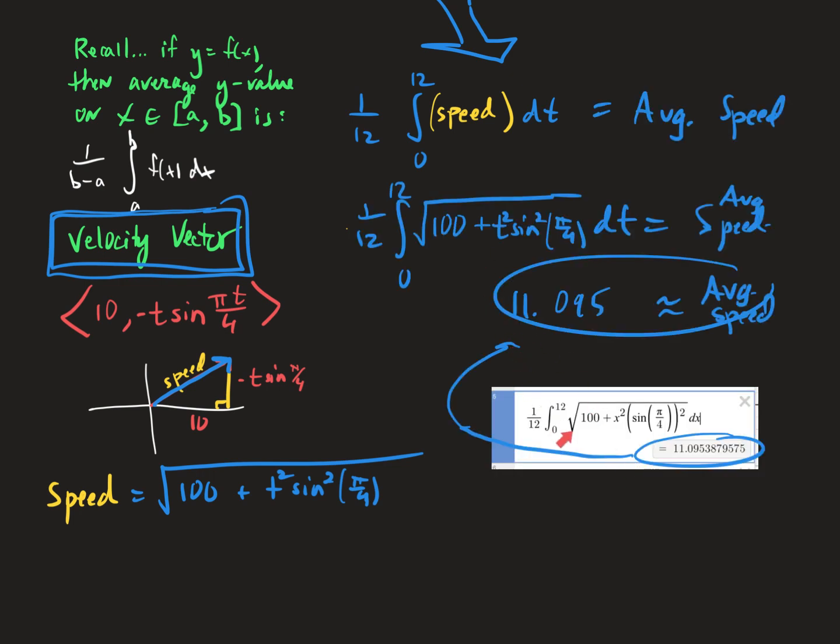All right, so our average speed is about 11.095, and we should get the units correct. That's going to be, I believe, meters per second. Yeah, meters per second, according to the problem.